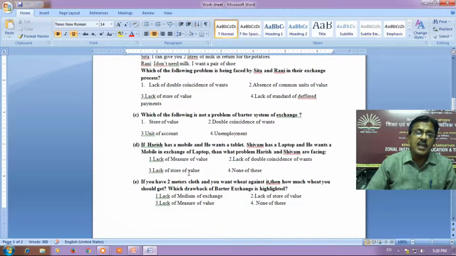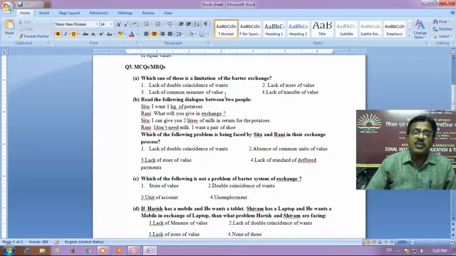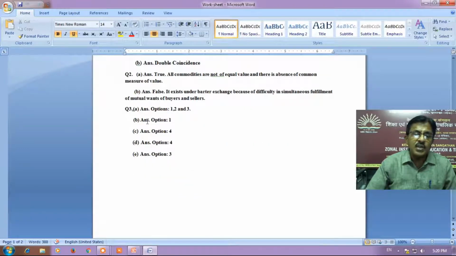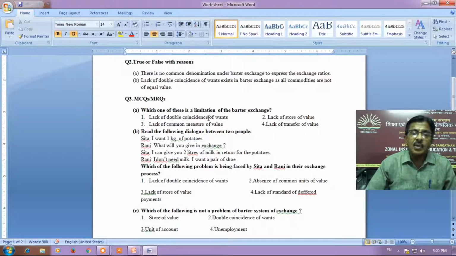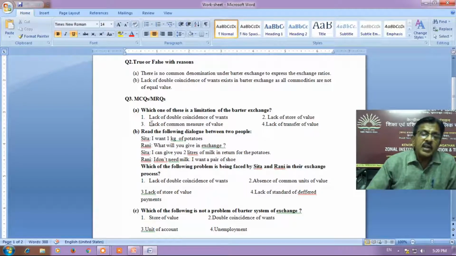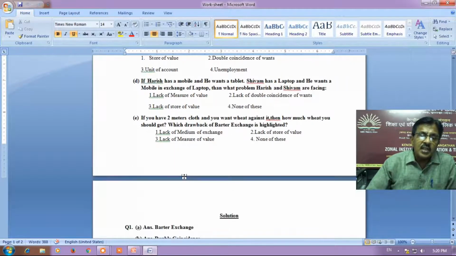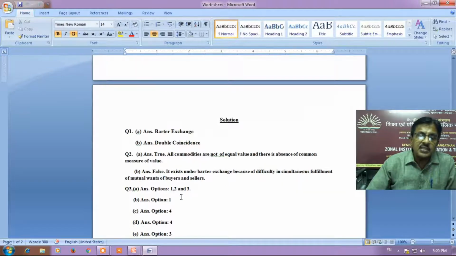Then number 3, A, which one of these is a limitation of the barter exchange? So what is 3A? The answer is options 1, 2 and 3, multiple response. So here lack of double coincidence of wants is a limitation, lack of store of value is also a limitation, lack of common measure of value is also a limitation. The transfer value was not there in barter system. So these 3, 1, 2, 3. The number 3B answer is option 1.